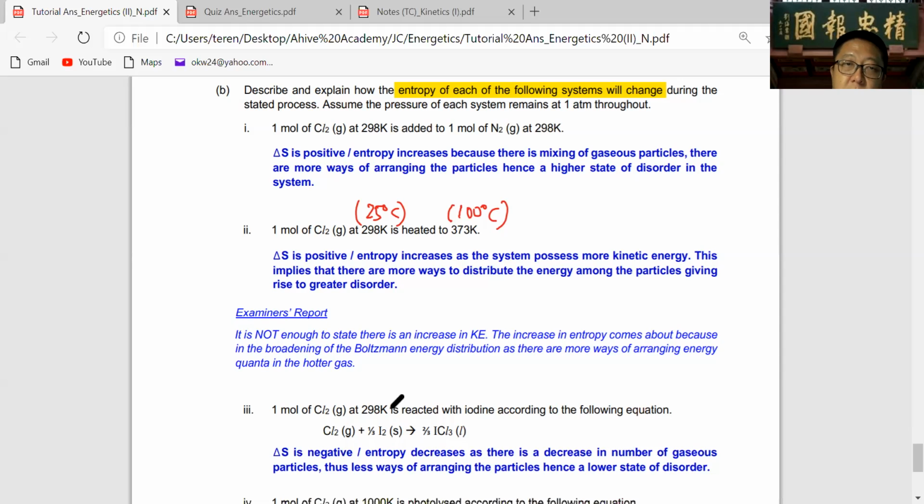Okay, number 3, chlorine reacts with iodine. So you form ICl3. Can you see there's no gaseous product being formed? So your entropy change is negative.